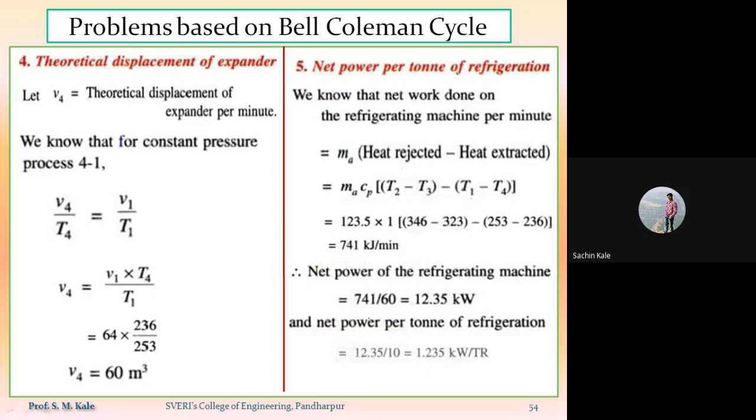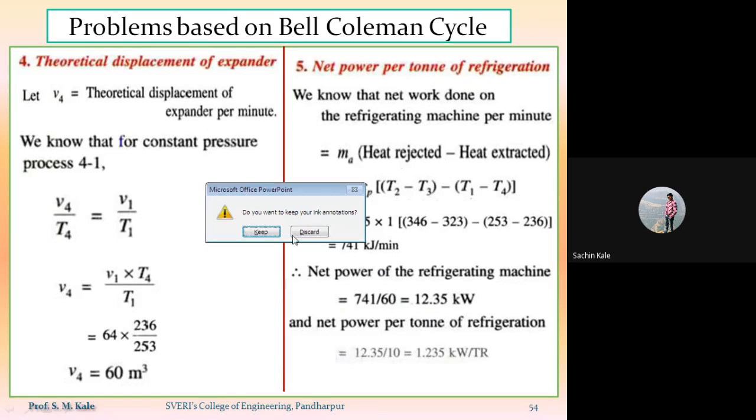Have you understood the problem? Hello? Have you understood the problem, everyone? Yes or no? Yes, sir. Okay.